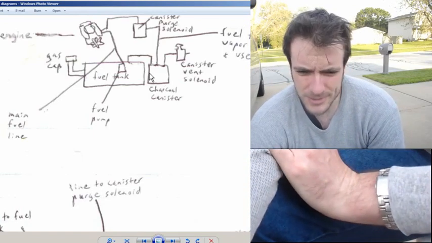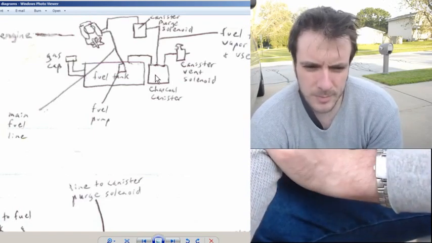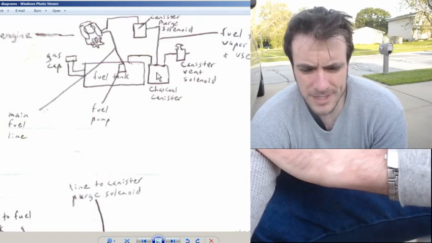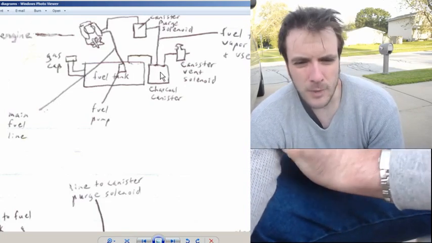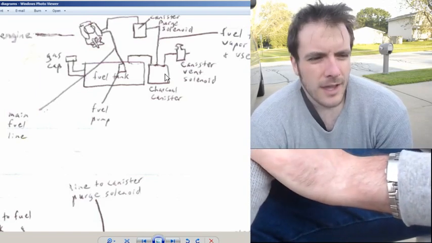So that's how the charcoal canister gets cleaned out and doesn't get overclogged with the vapors that it had filtered out while the vehicle is turned off. Now, that's when the car is running.